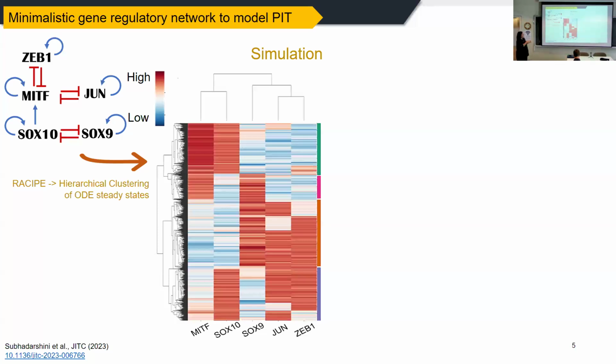So each row is basically one steady state expression pattern. You have different initial conditions, different parameter regimes, and these are all 10,000 solutions. And sorry? Solutions of what? So each solution is basically the level of each transcription factor. If we concentrate on the first row, the MITF expression is high, the SOX10 expression is high, but the other three are low expressions.